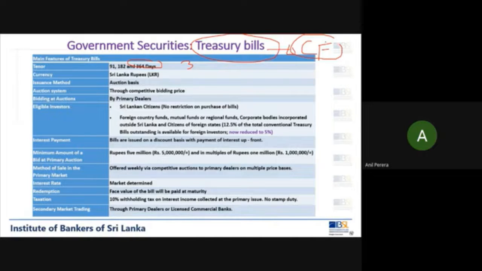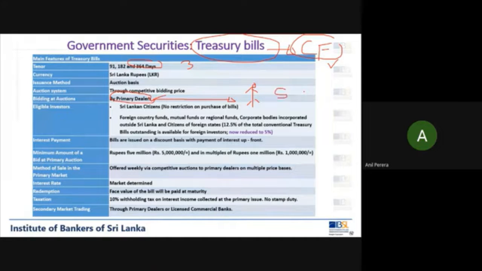Every week there is a treasury bill auction. So for a year there are 52 auctions for treasury bills, because that is helping to manage day-to-day cash needs. These are issued in LKR rupees, on an auction basis. Auction means there's a competitive bidding process. Who can buy these treasury bills? Only the primary dealers, right? At the primary auction. They go to the secondary market and sell to other people like you and me. We can't buy from the central bank. Only primary dealers can buy.